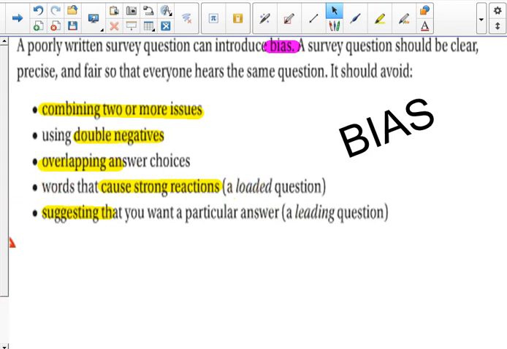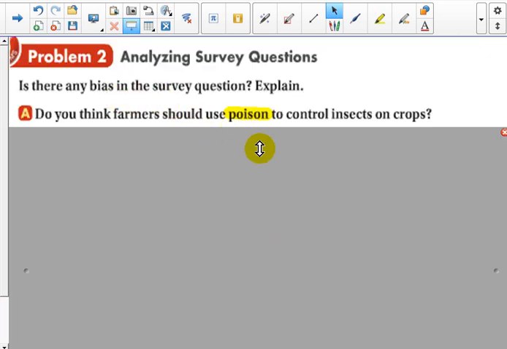So now let's look at how we use these with our assignment. Analyzing survey questions. Is there any bias in the survey question, and explain? The first one says, do you think farmers should use poison to control insects on crops? So is that biased? What word causes it to be biased? The poison. I highlighted it too. So yeah, poison. What could they use that's less offensive?